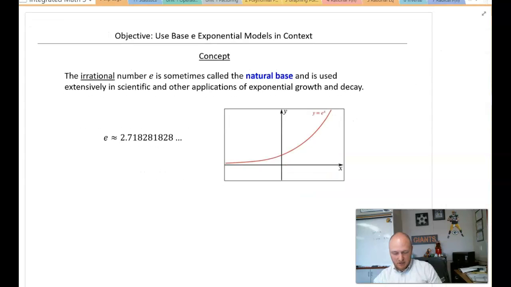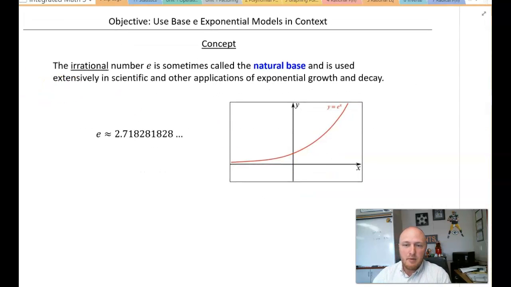All right, let's talk about the number e. e is an irrational number, similar to pi. Pi is 3.141592653. That's all I got. e is sometimes called the natural base and is used extensively in scientific and other applications of exponential growth and decay. e is approximately 2.7, or 2.718 if you want to get real fancy with it. And here's a graph of y equals e to the power of x.